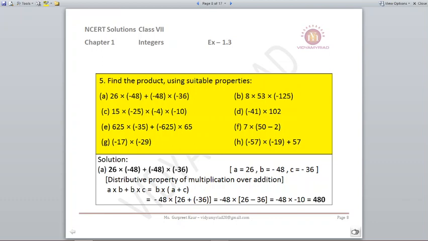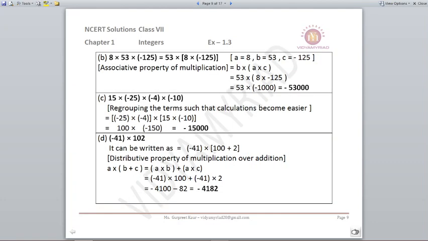See what is common and what is used over here. If you see, there is multiplication also, there is plus also. So it means this is the distributive property of multiplication over addition. Both of them have minus 48. So I will take out minus 48 common, and inside the bracket it will come 26 plus of minus 36. And when I solve it, I will get the answer as 480.